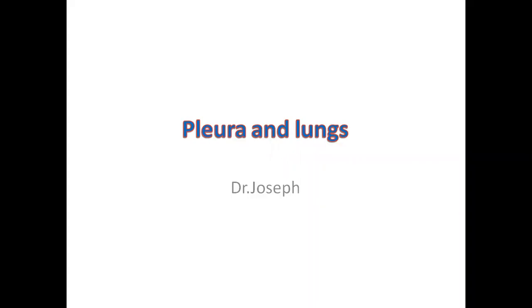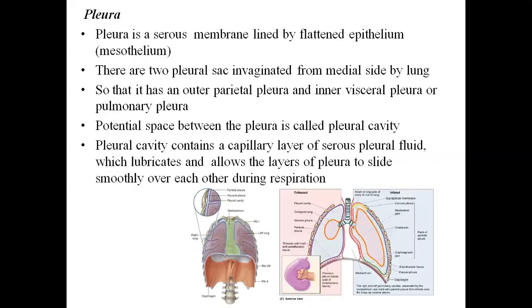Today we'll be talking about pleura and lungs. Pleura is a serous membrane that is lined by flattened epithelium, and that's called mesothelium. Pleura is a double-layered membrane that is covering the lung. So to fully understand the pleura, we need to understand the development of the lung in relation with the pleura.